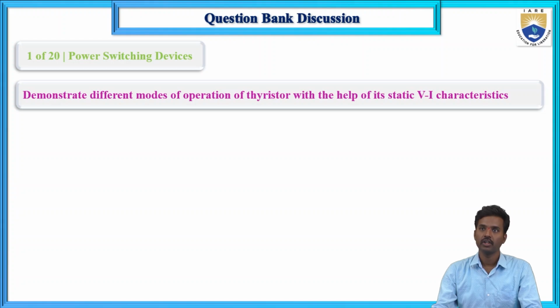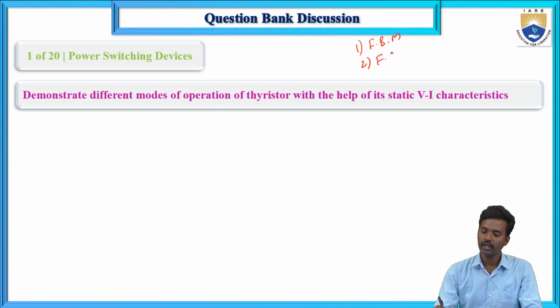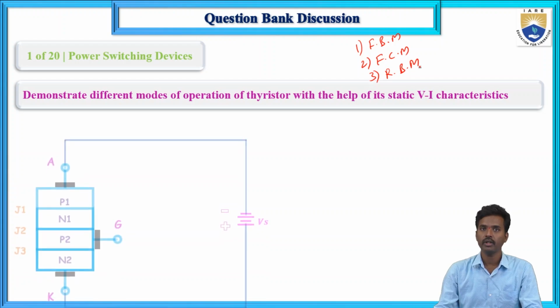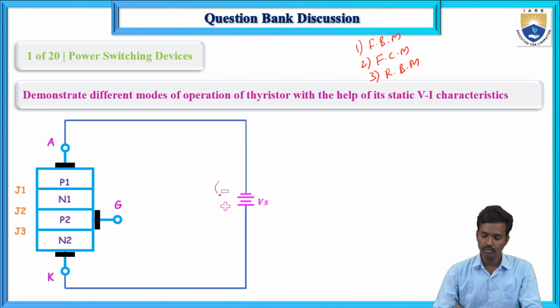VI characteristics. There are three modes. The first mode is the forward blocking mode, the second is the forward conducting mode, and the last one is the reverse blocking mode. First I will explain the reverse blocking mode. Here, this is the circuit structure of SCR. The negative terminal of the battery is connected to the anode and the positive terminal of the battery is connected to the cathode.